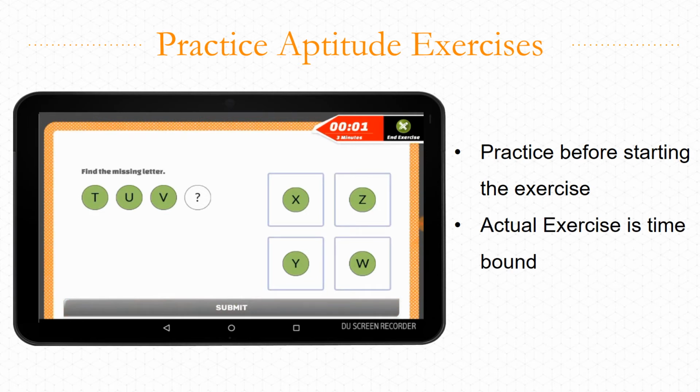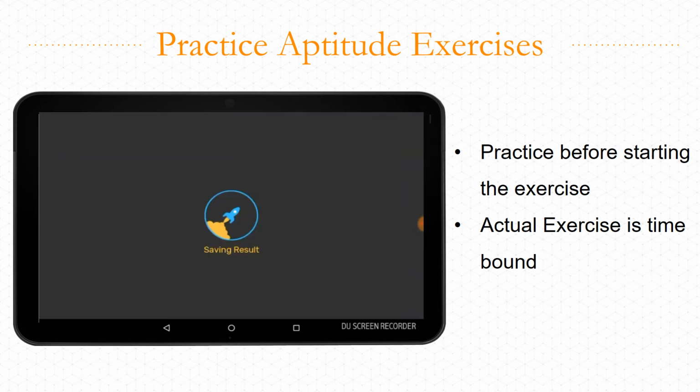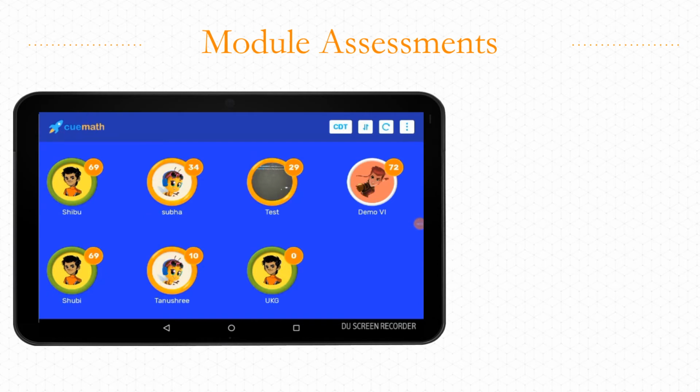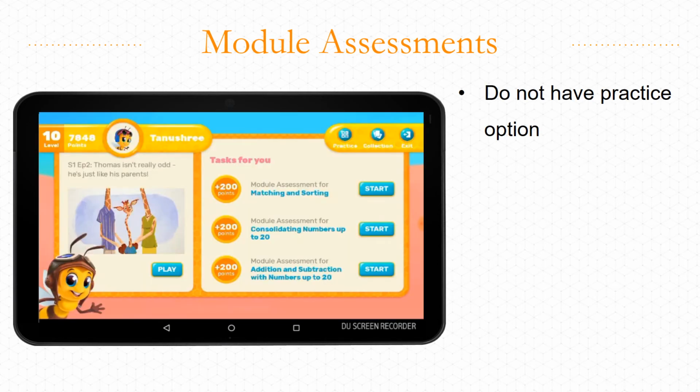The actual exercise is time-bound, that is 3 minutes, with a target to achieve in order to complete the task. In case the student is unable to reach the target, the task remains in his list and he can attempt it again. The module assessments, on the other hand, do not have any practice option. This is because these questions are directly based on the worksheets completed by the student.